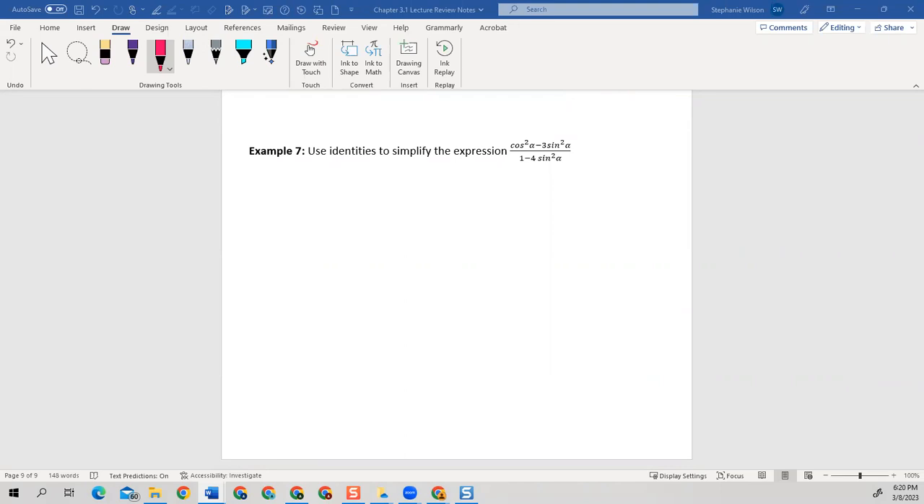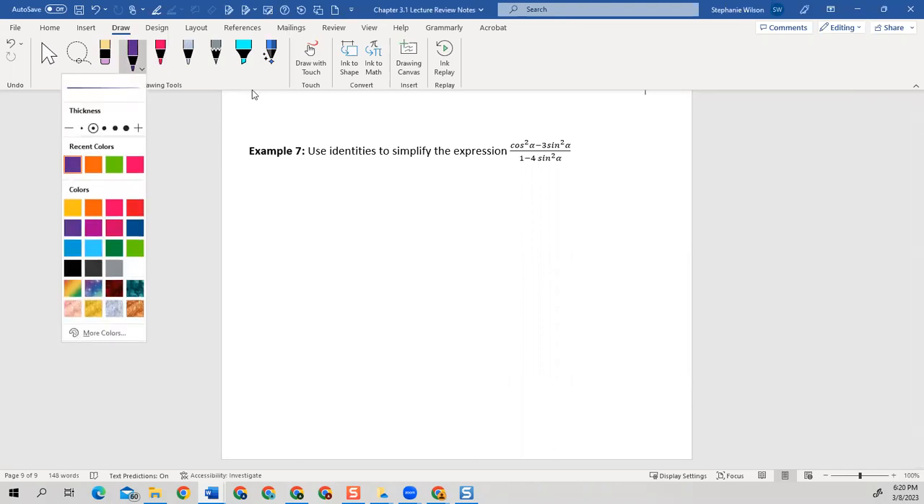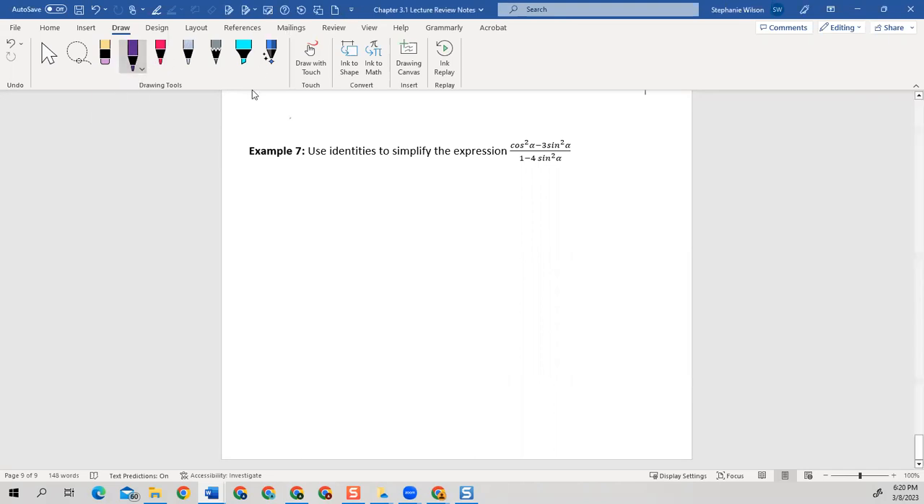Example 7 says use the identities to simplify the expression. We got cosine squared alpha minus 3 sine squared alpha over 1 minus 4 sine squared alpha. So what do I see going on here? I got cosine squared and sine squared. Which identity do you think that we could use? It'd be one of the trig functions, one of the Pythagorean functions. Yeah, very good. We can use this.